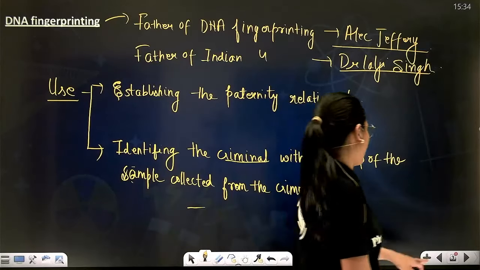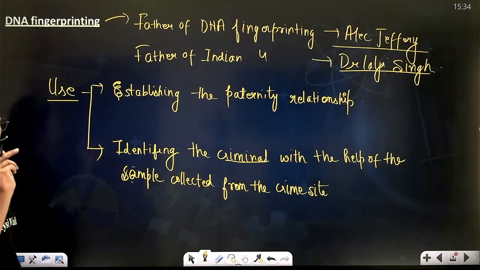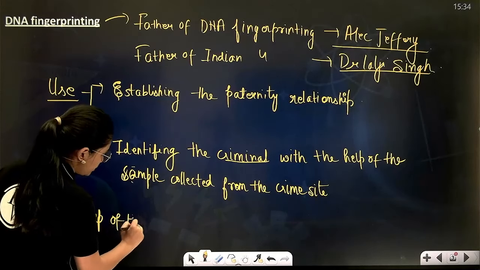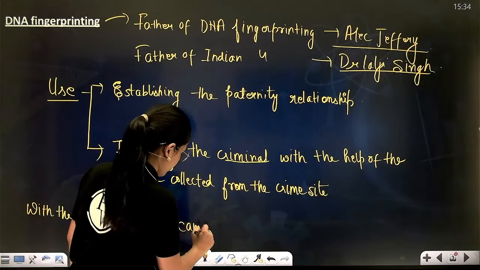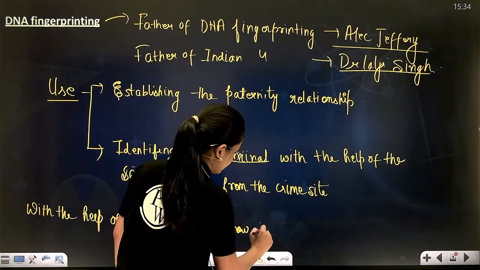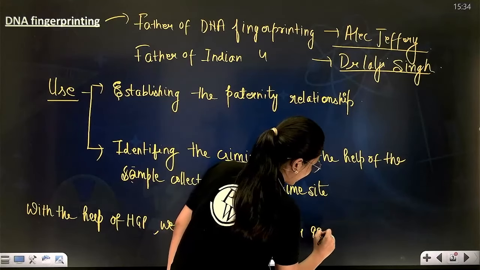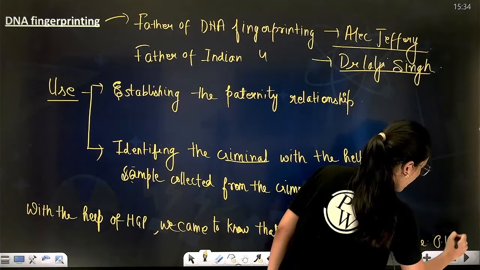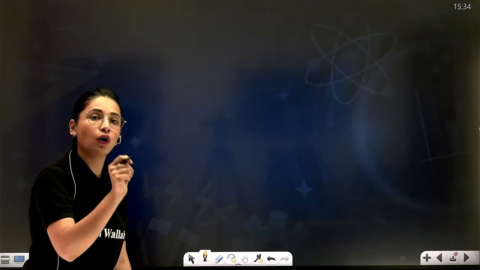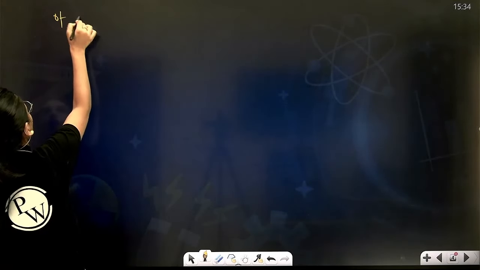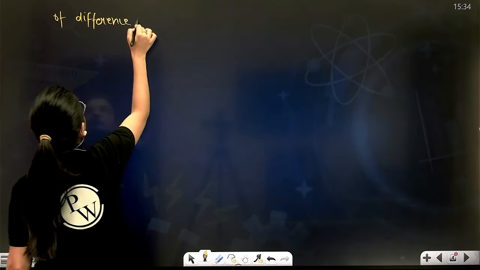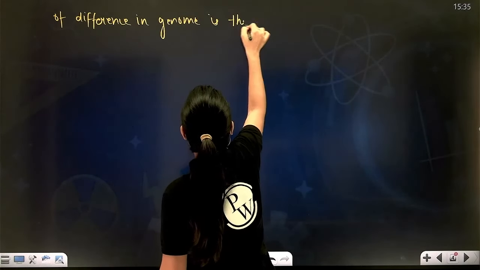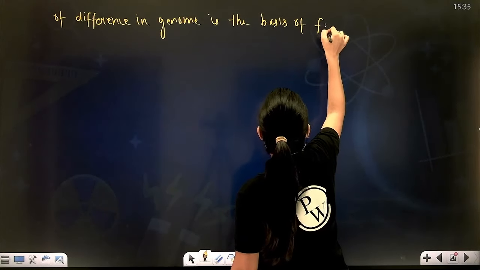Right? So the next point that you're going to add over here is, with the help of the Human Genome Project, what did we come to know? Yes, very good. We came to know that our 99.9% genome is the same. So basically we use the 0.1% difference in the genome, beta, as the basis of DNA fingerprinting.